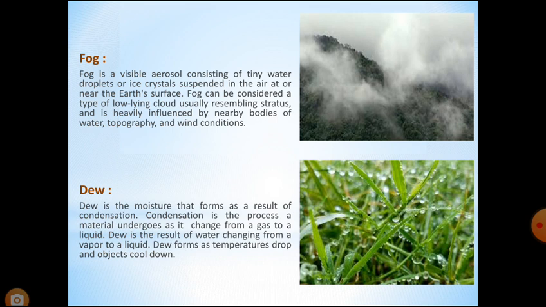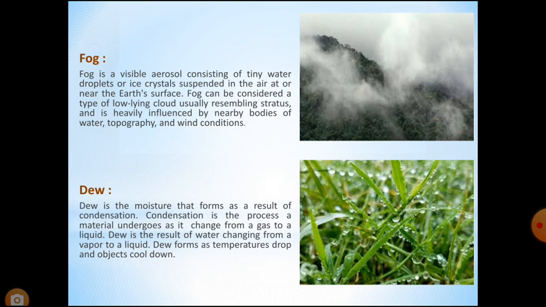Now children will see what is fog, dew and frost. When the condensation or solidification of water vapor in the atmosphere takes place near the surface, then one can see condensation in the form of fog, dew or frost. So children, first we will see what is fog. You can see the picture.